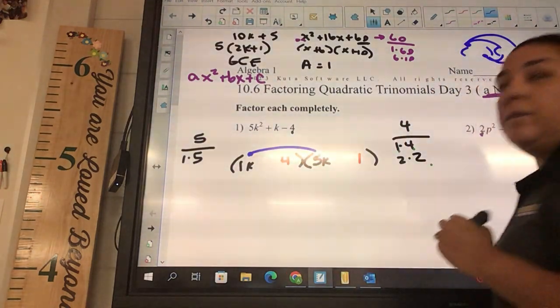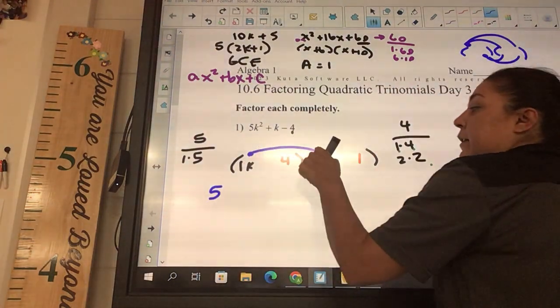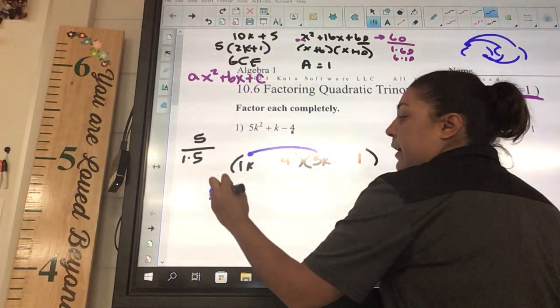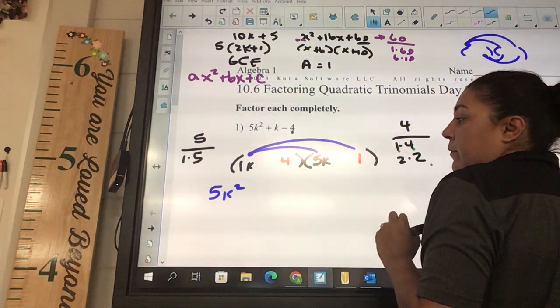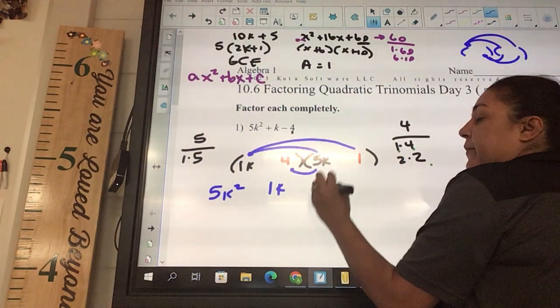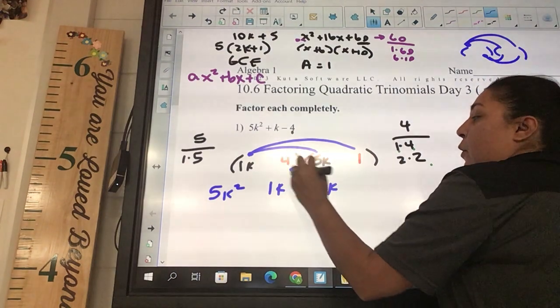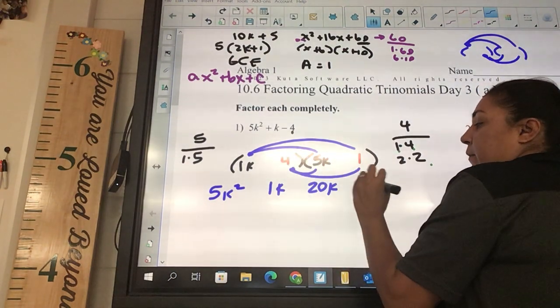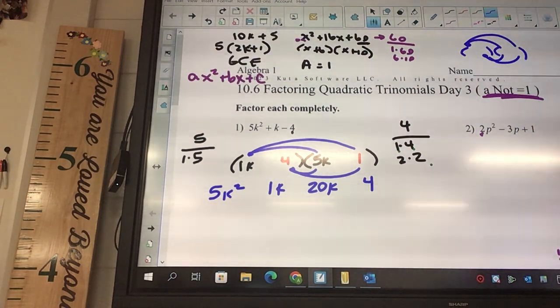5 times 1? 5. Okay, how many k's are there from here to here? 2, so we're going to get K2. 1 times 1, 1K. 4 times 5, 20K. 4 times 1, 4. Okay, now, normally you would combine the middle, which is still what we're going to do.